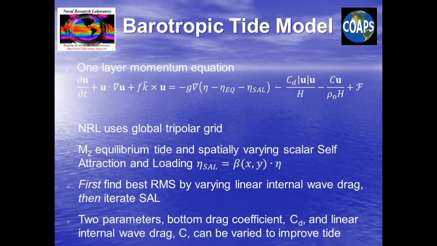And there are two parameters that you can tune in this model if you want, one of which is the bottom drag, the quadratic bottom drag, the CD, and the other is this linear internal wave drag, which is called C.